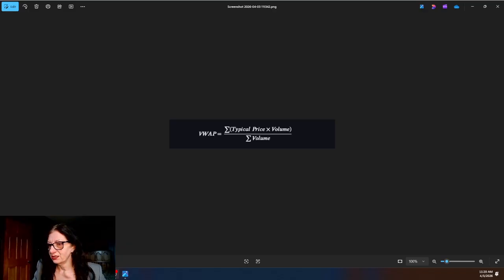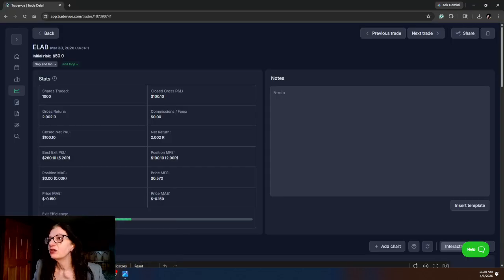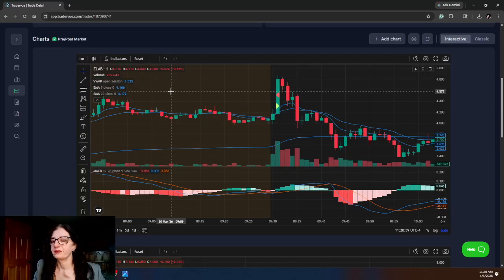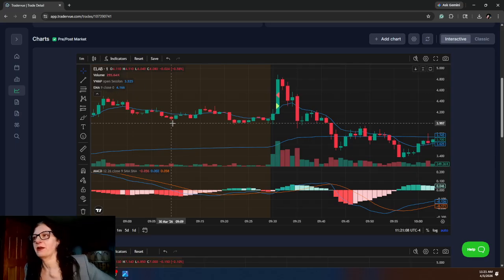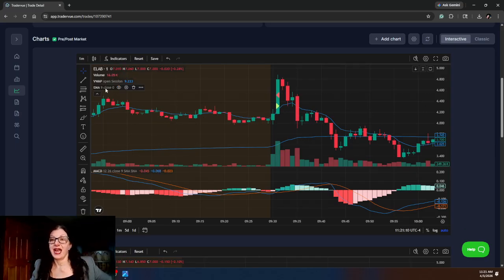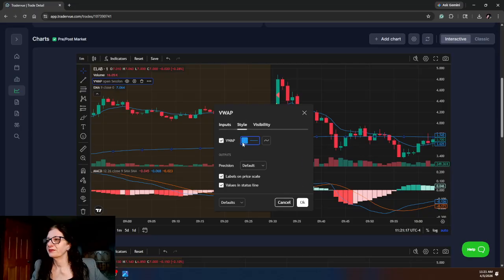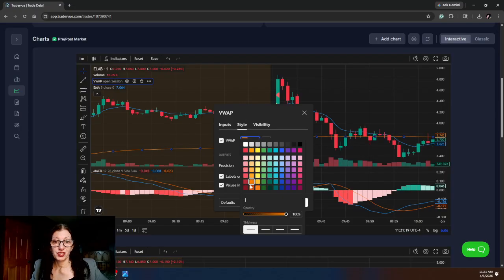So let's go to TradingView. I use TradingView to analyze my trades every day. I'm actually going to take the 20 EMA off. Right now we have the 9 EMA and VWAP. Let me change the color of VWAP so that you can see it. Let's make it orange.